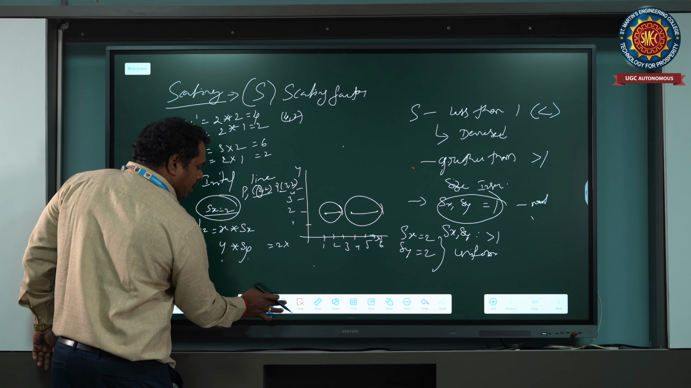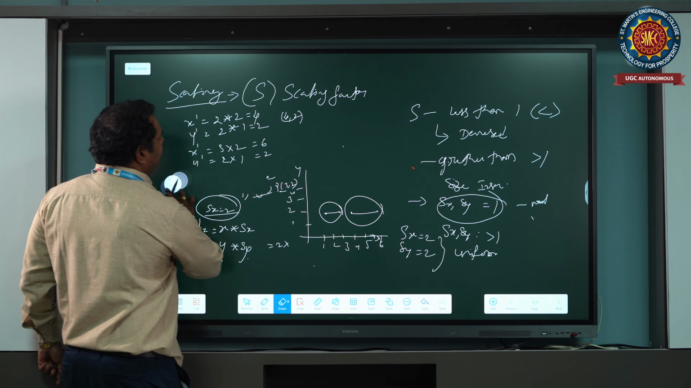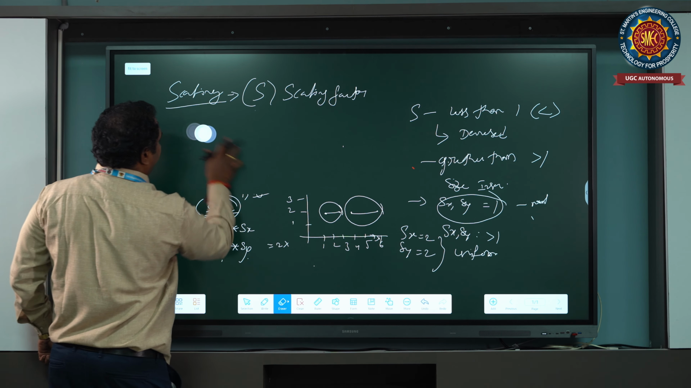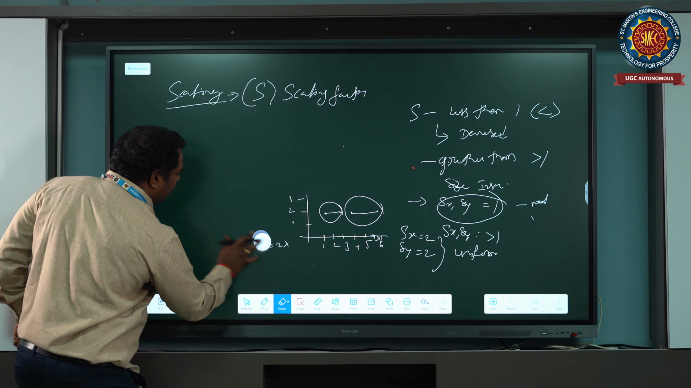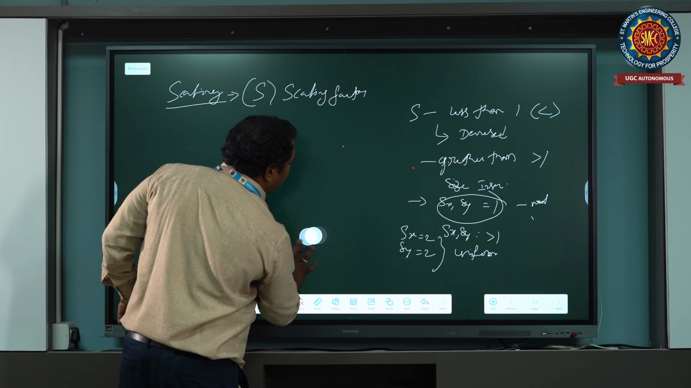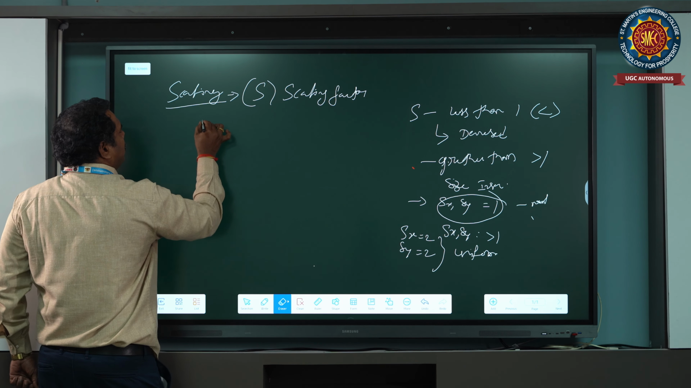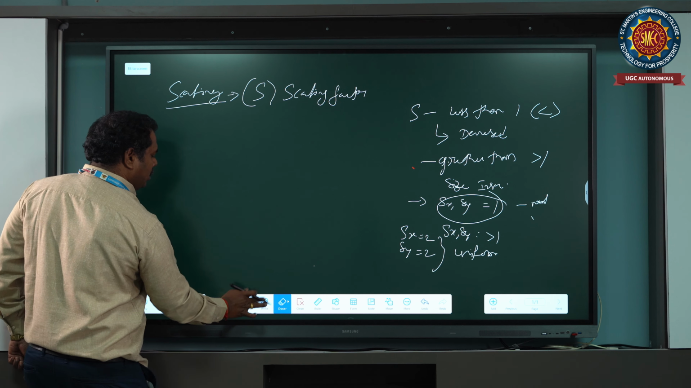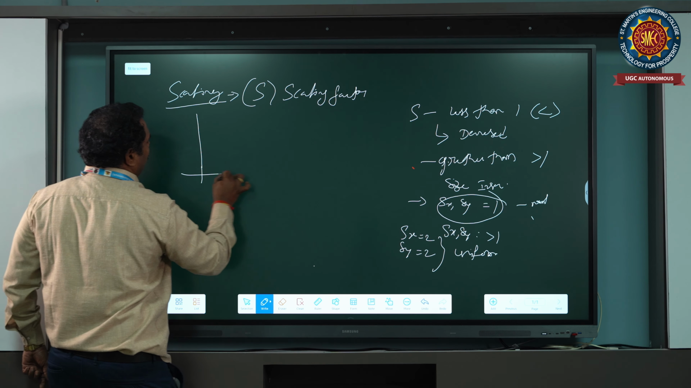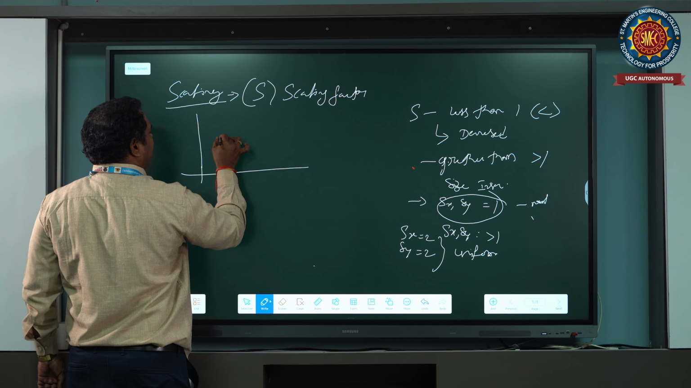Here it is a line only. If you are taking any 2D object, either a triangle or square or rectangle, it is easy to identify the situation. Here I am taking as an example one rectangle.